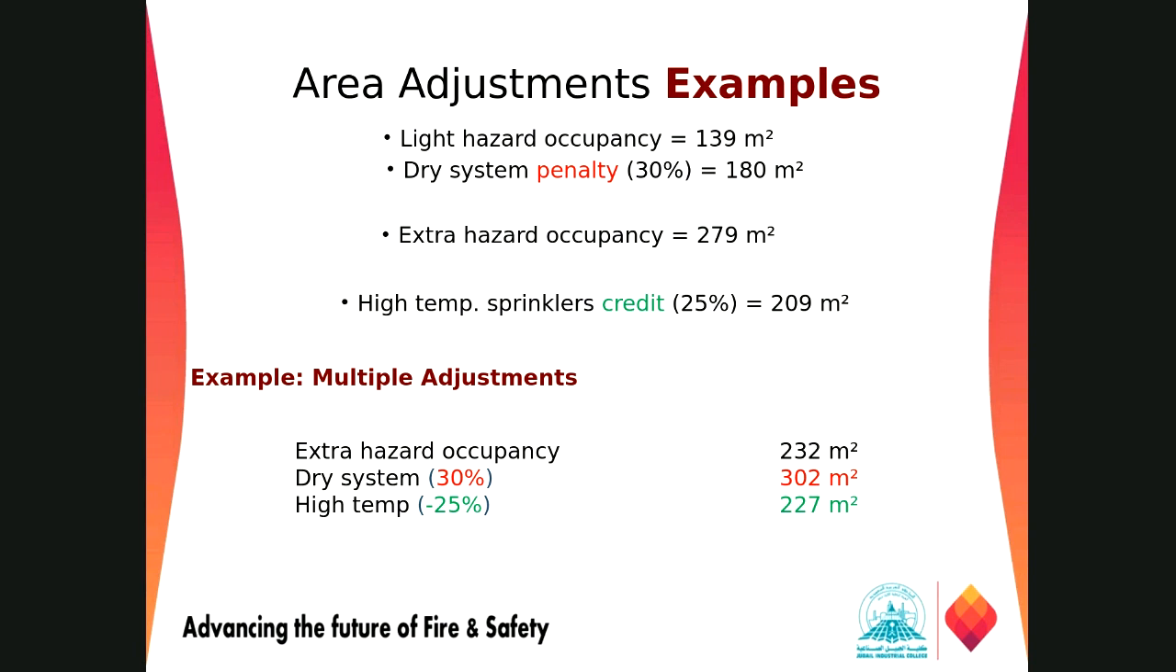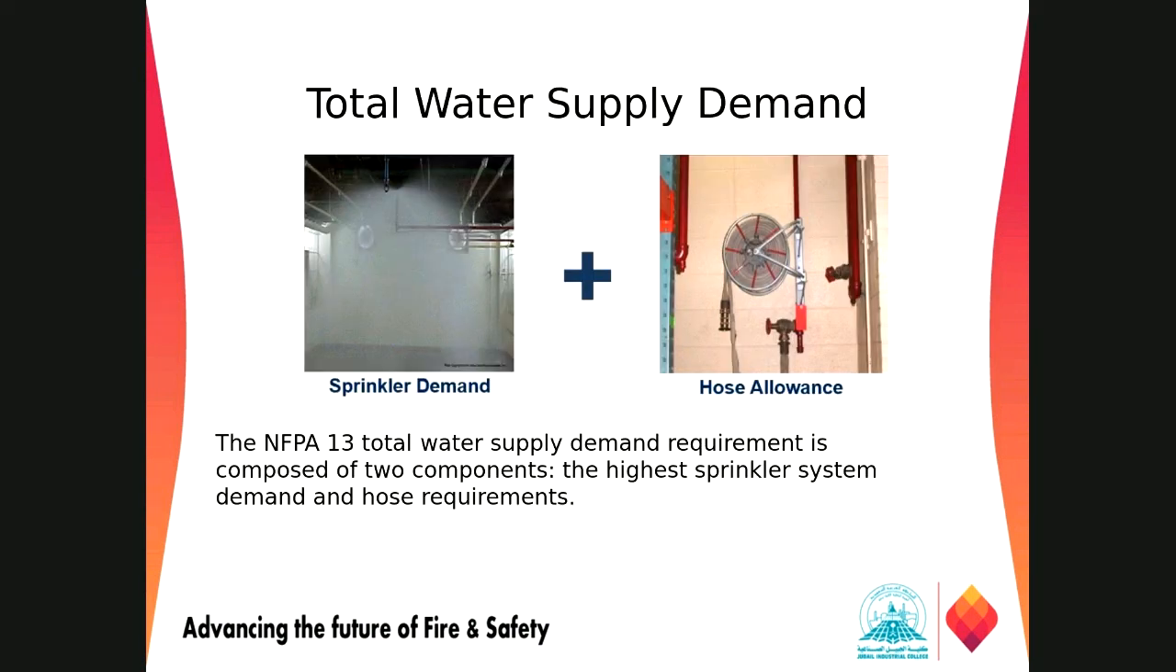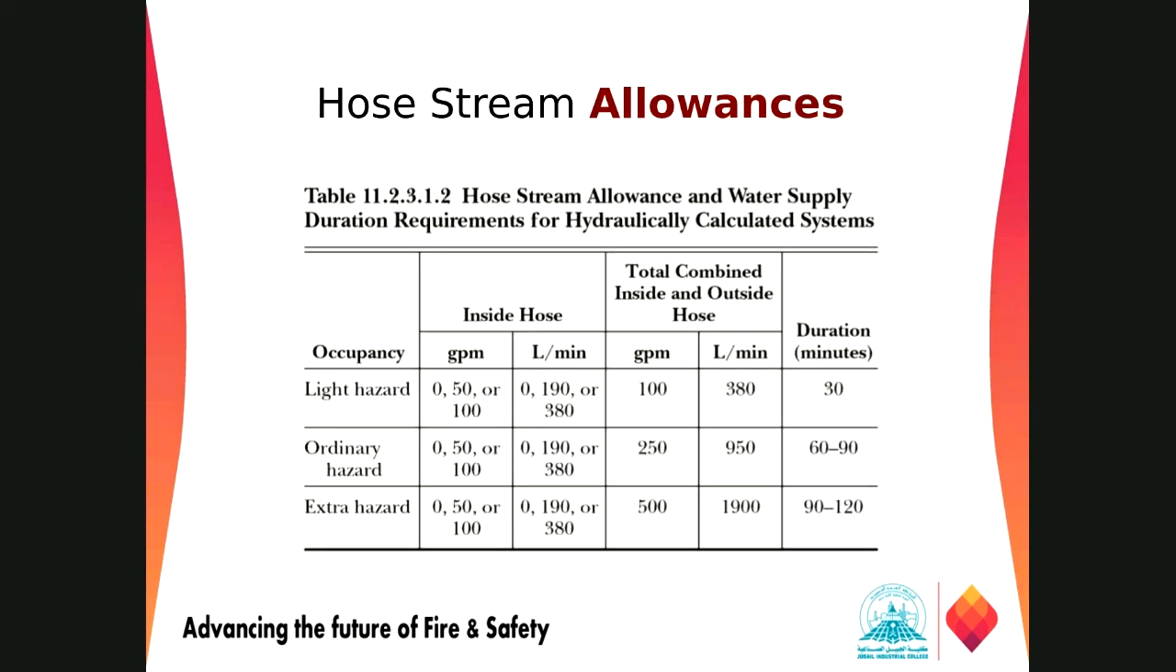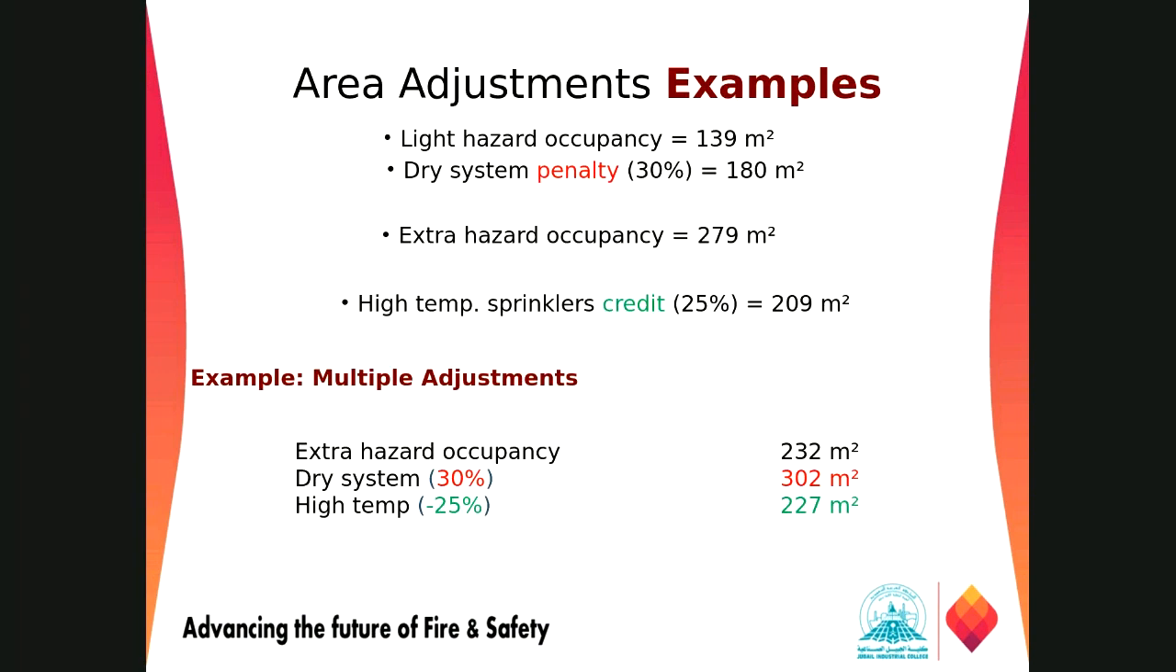How it will work? Let's go design density curve. Yes, until now it's clear for the extra 30%. But what about credit? I didn't get it. Credit means we can reduce that one. It means that. How we can reduce it?